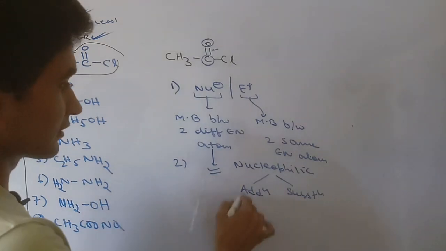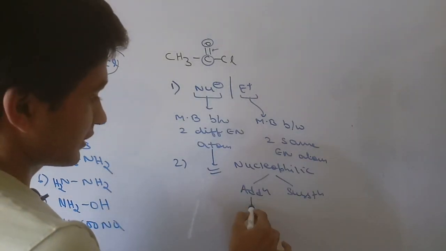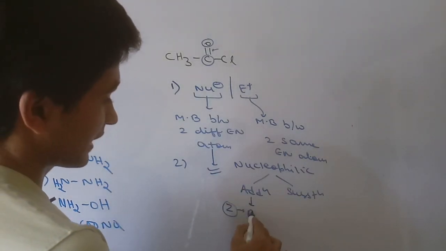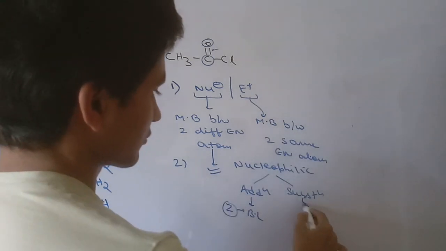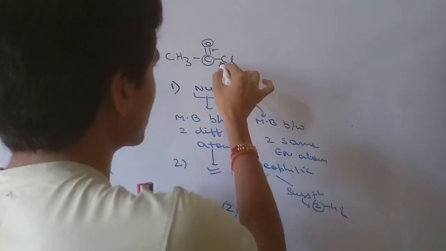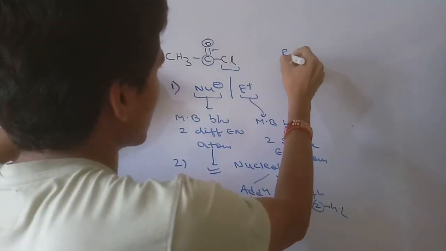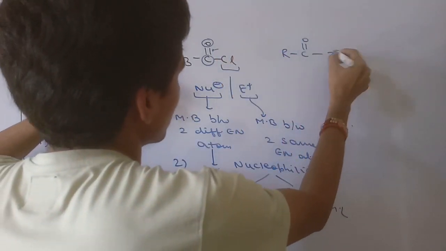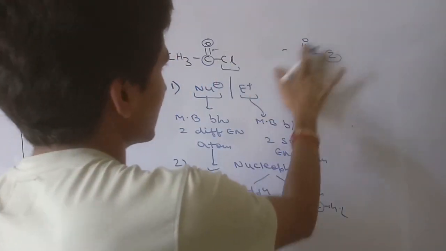You know that a nucleophilic addition reaction occurs when your Z group is a bad leaving group, and substitution occurs when Z is a good leaving group. Now you have to find Z. This is your Z. In the reaction I have shown, this is Z, Cl.